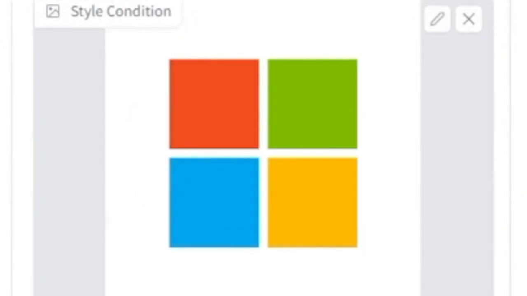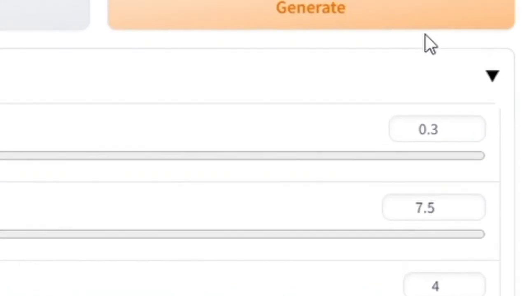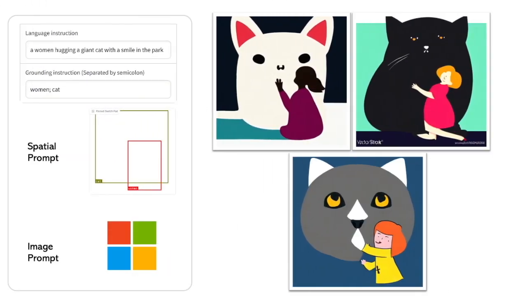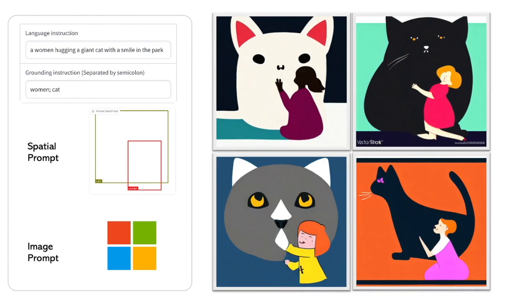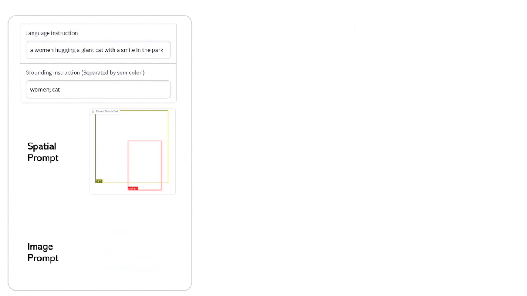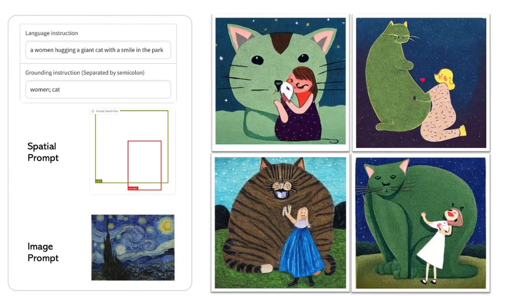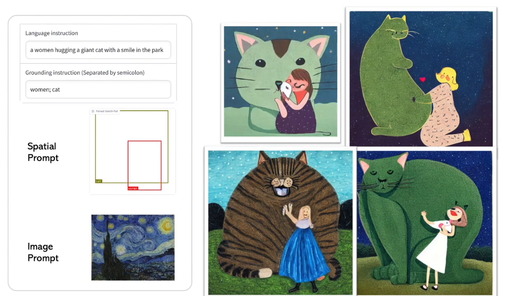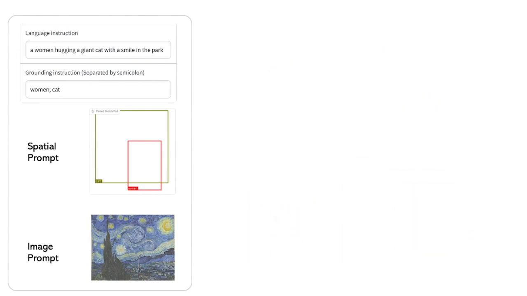For example, the Microsoft logo. GLIGEN will follow all these instructions in image generation. While the spatial layout remains the same, the generated images are now constructed with several large colored regions. Following the simple design spirit of Microsoft logo, you can also create images in a more art style, for example, The Starry Night by Van Gogh.